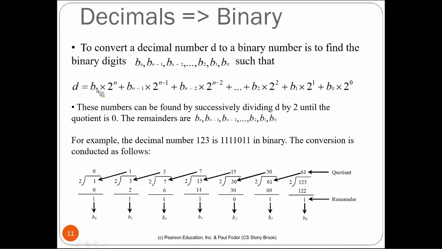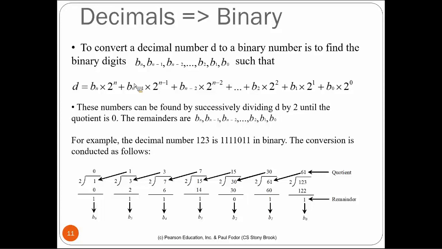In such a way that bn is 1 and all of the other digits, bn minus 1 to b0, are either 0 or 1. It's easy to prove, basically prove by contradiction, that there is a unique representation and there is always a representation of such a sequence of bits that represents the decimal number d.